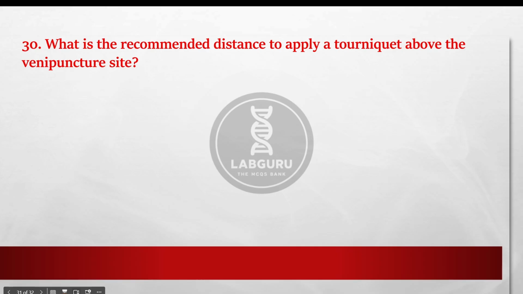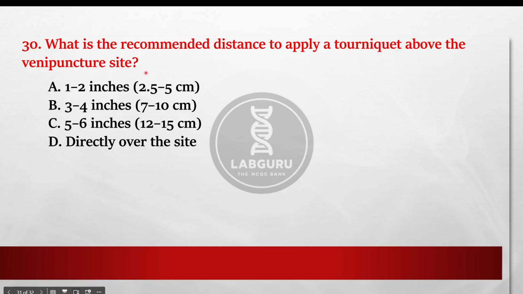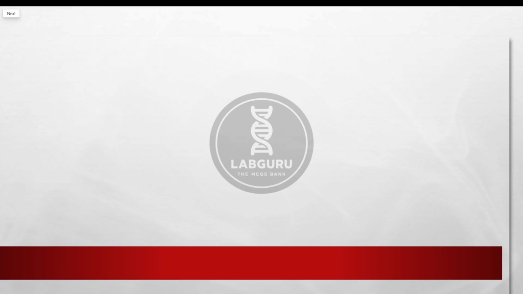Question number 30. What is the recommended distance to apply a tourniquet above the vein puncture site when you are going to proceed with a blood collection phlebotomy, where you have to tie this tourniquet? Option A is 1 to 2 inches above. Option B is 3 to 4 inches above the puncture site. Option C is 5 to 6 inches above, and option D is directly over the site. So the right answer is option B, that is 3 to 4 inches above. So this was the last question for today.